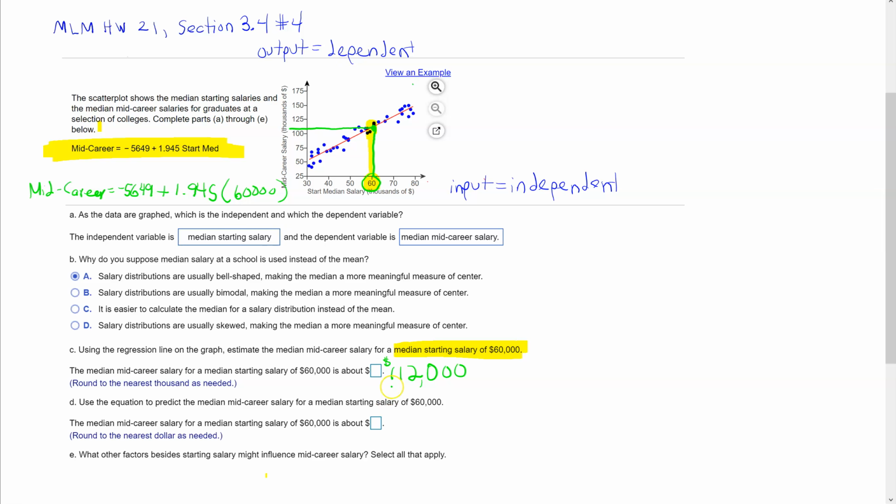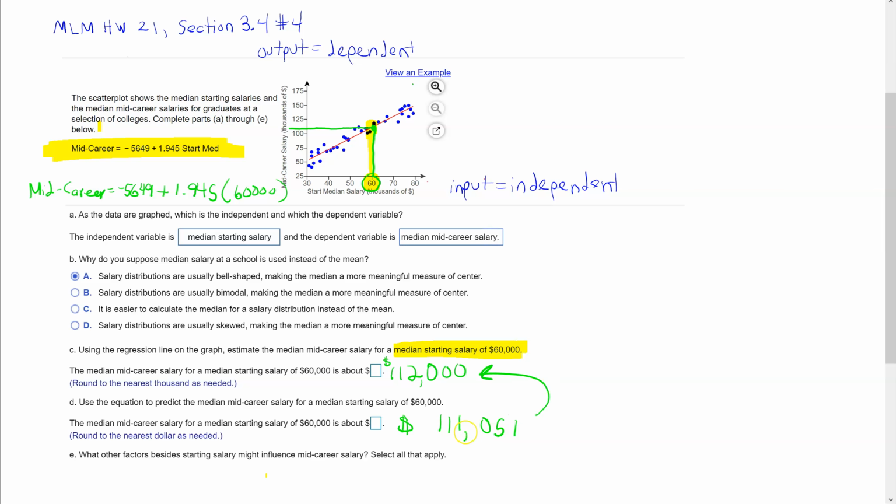It should be close to 112,000 because that's what I eyeballed off the graph. But let me see. Negative 5649 plus 1.945 times 60,000. Okay, my exact answer from my equation was 111,051. So the salary I eyeballed is pretty close.